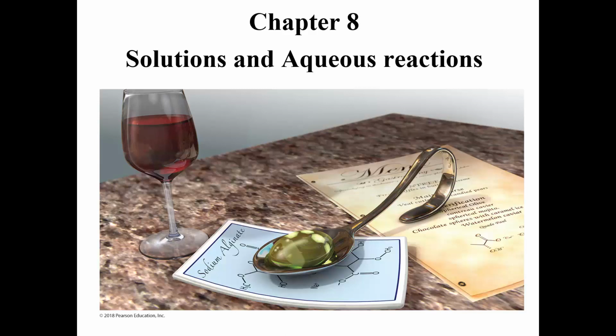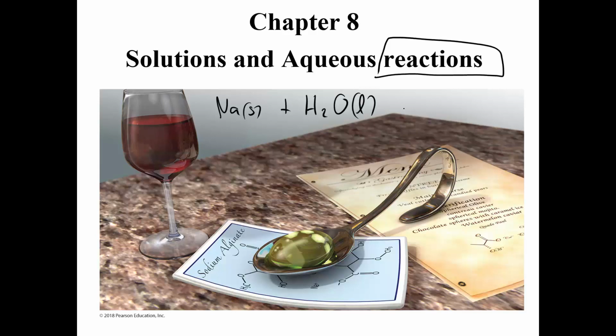Chapter 8 is called Solutions and Aqueous Reactions. We have seen a bunch of reactions already, and we talked about reactivity, right? We've seen a piece of sodium being thrown into water, and we can set up that reaction. We can write the little symbol Na, and we know its phase label, that's solid. And then we know that the other reactant is water, and we'll put a little phase label, liquid.